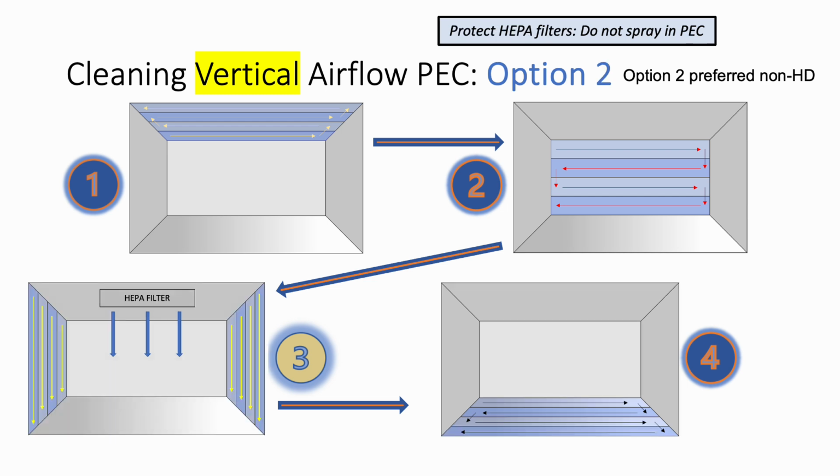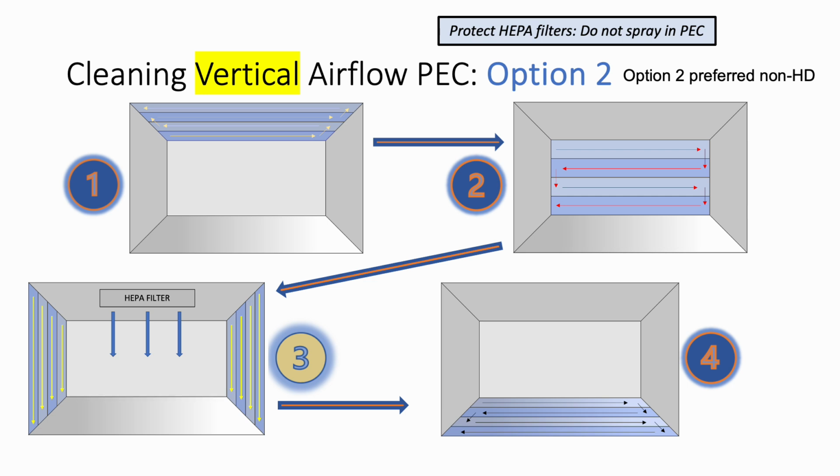But for a hood that's vertical airflow and designed for non-hazardous compounding, sterile compounding, we're going to do the same thing. First, we'll start at the ceiling in the back corner, moving side to side, overlapping strokes and outward, then to the back of the hood, starting in the upper corner, moving side to side downward, overlapping strokes.